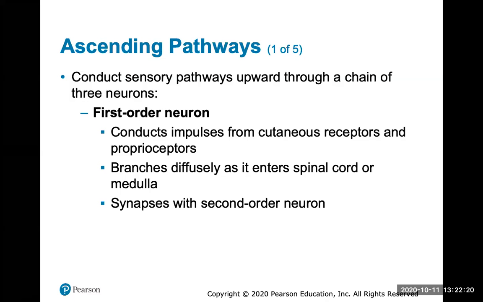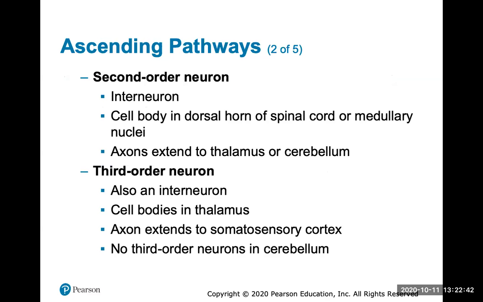So in order to conduct sensory pathways upward, this consists of a chain of 3 neurons. First order neurons will conduct impulses from any sort of cutaneous receptors and proprioceptors. They will branch diffusely as they enter the spinal cord or the medulla oblongata, and first order neurons will synapse with a second order neuron. A second order neuron is most often an interneuron, the cell body in the dorsal horn of the spinal cord or a medullary nuclei. The axons will then extend to the thalamus or cerebellum of the brain.